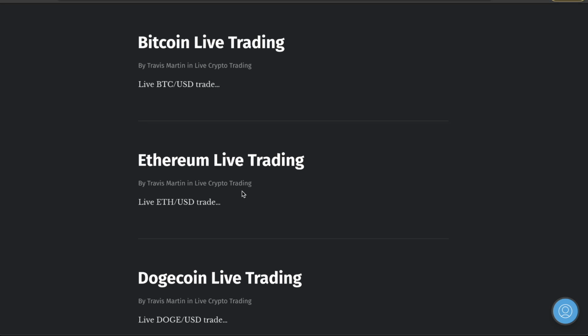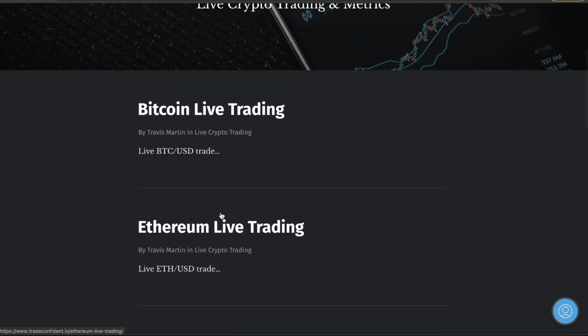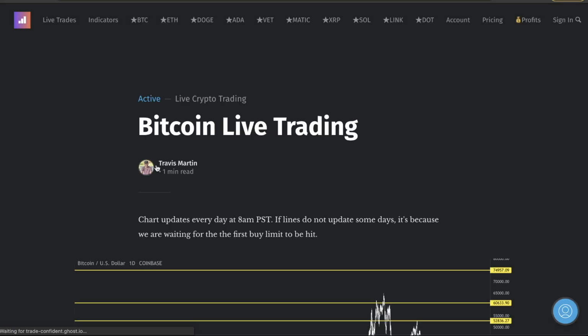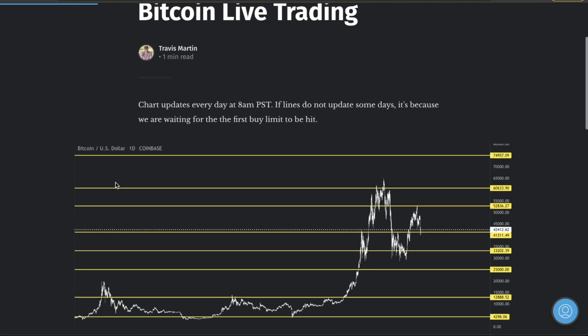So we cover Bitcoin, Ethereum, Dogecoin, and all the coins you see on the page here. All you need to do to view the trade setups for these is just click on the title and it'll open this up. So for today, I'm going to teach you guys how to trade on the Bitcoin chart, but this exact strategy you can use on any of them.